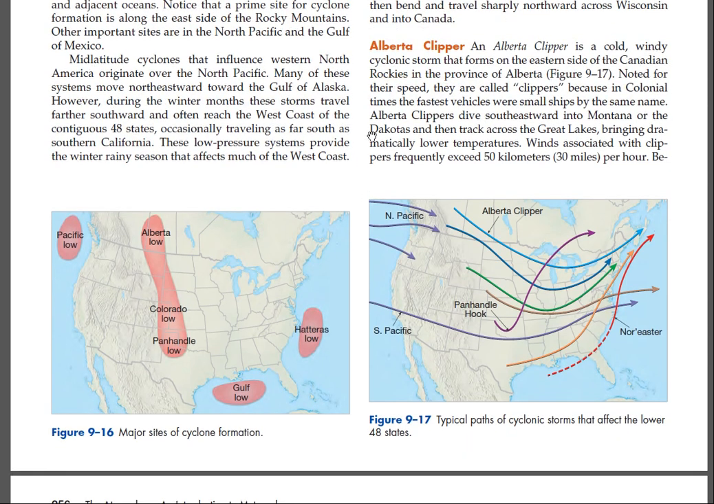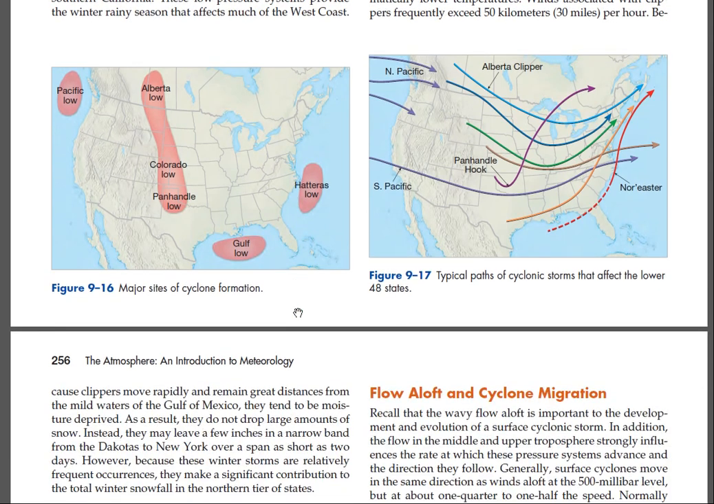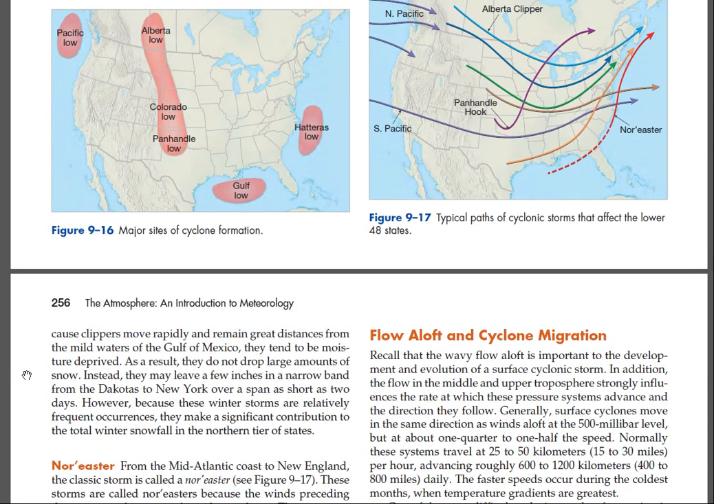Alberta clippers dive southeastward into Montana or the Dakotas and then track across the Great Lakes, bringing dramatically lower temperatures. Winds associated with clippers frequently exceed 50 km per hour. Because clippers move rapidly and remain great distances from the mild waters of the Gulf of Mexico, they tend to be moisture deprived. As a result, they do not drop large amounts of snow. Instead, they may leave a few inches in a narrow band from the Dakotas to New York over a span as short as 2 days.